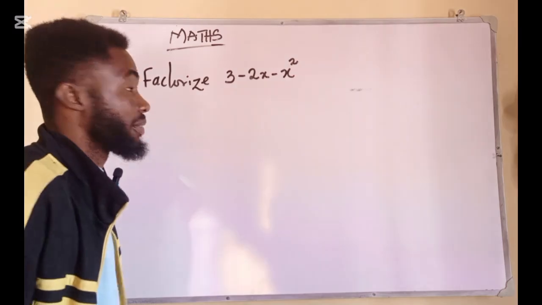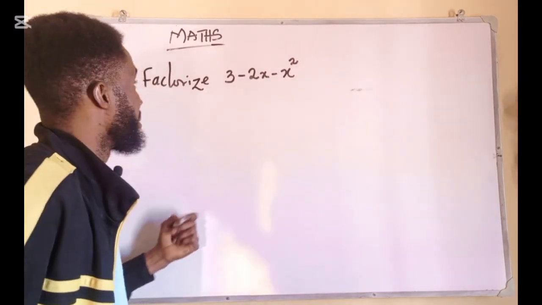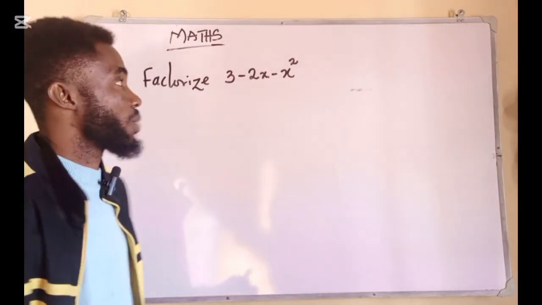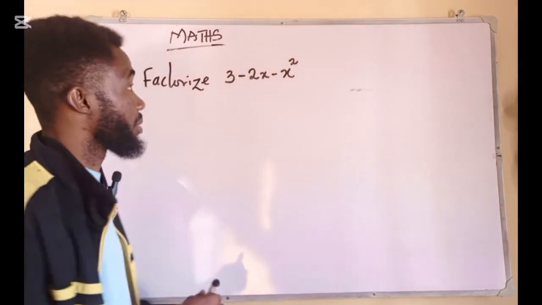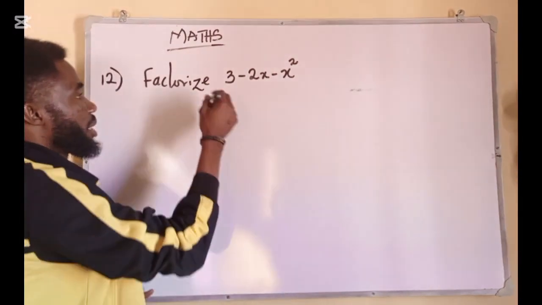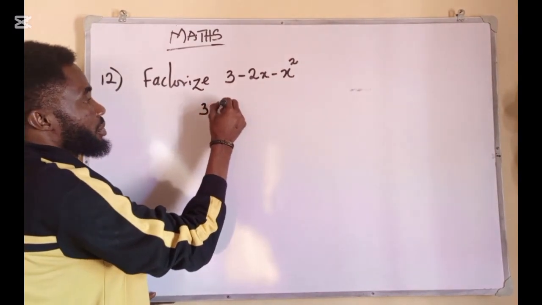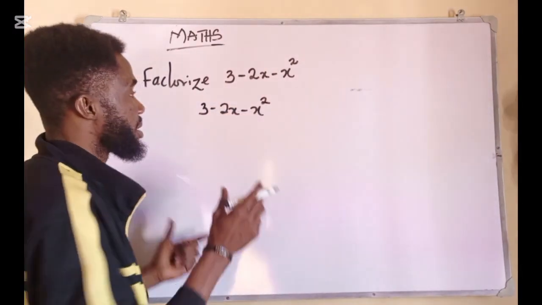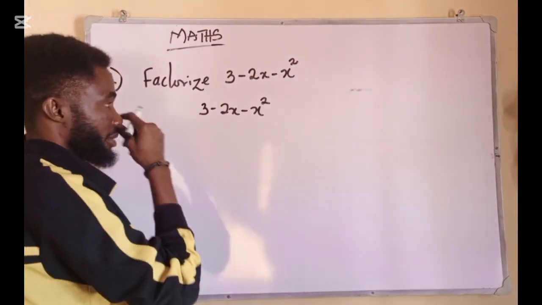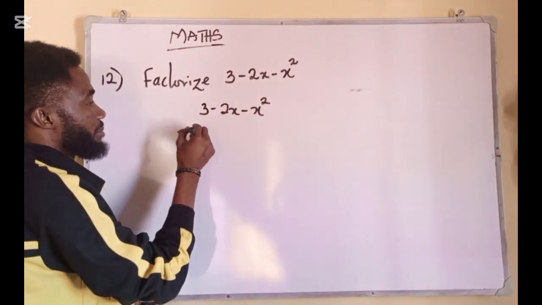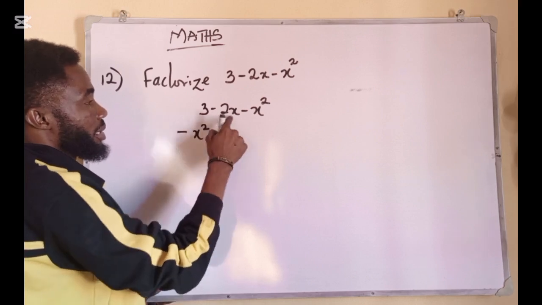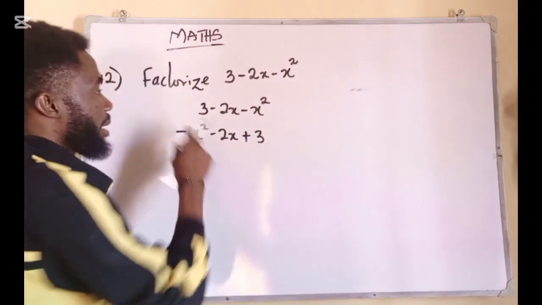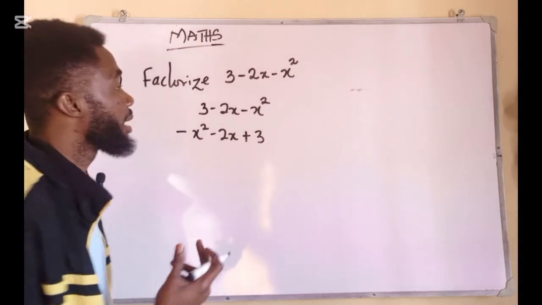This is 2025 objective question number 12, and you're asked to factorize 3 minus 2x minus x squared. So if you want to factorize this, here we have 3 minus 2x then minus x squared. The first thing here is to rearrange the question. By arranging it, we have minus x squared first, then minus 2x, followed by plus 3. They all still maintain their signs intact.